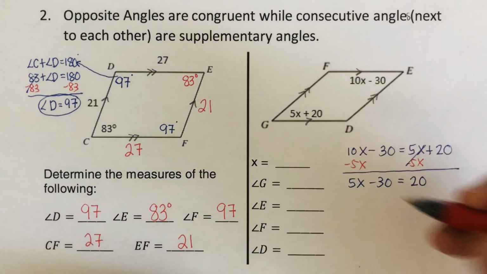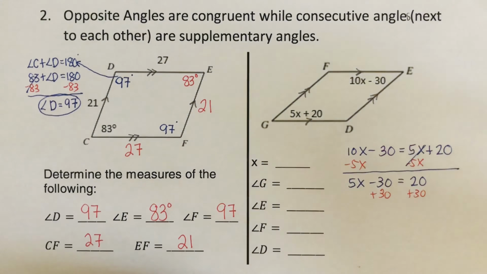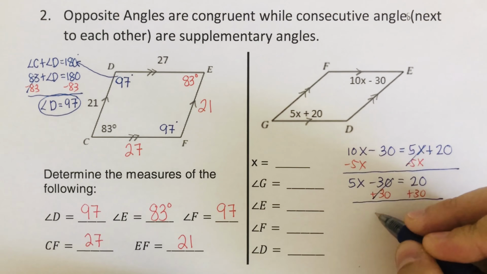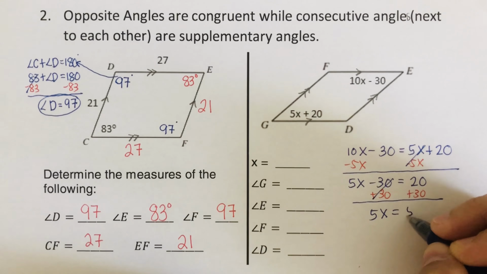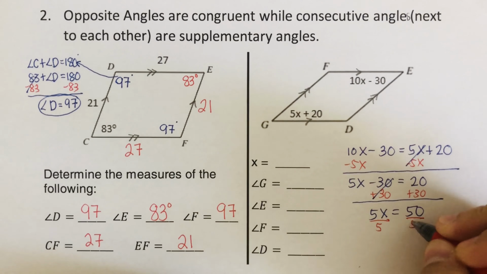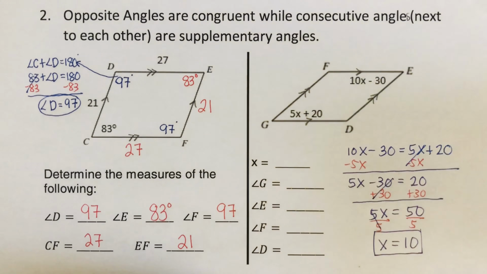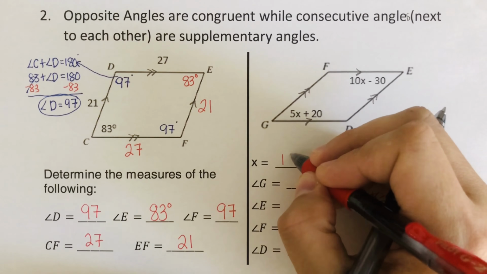And so I add 30 to both sides, because I want the x by itself. So plus 30 and plus 30. I'm left with 5x equals 50. Then divide both sides by 5. So I cross out the 5. So our x is 10. So the value for x here is 10.